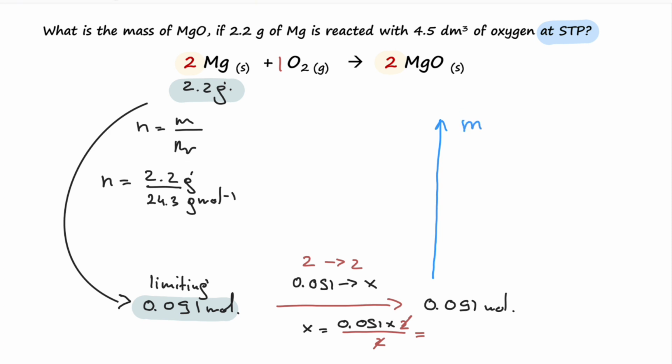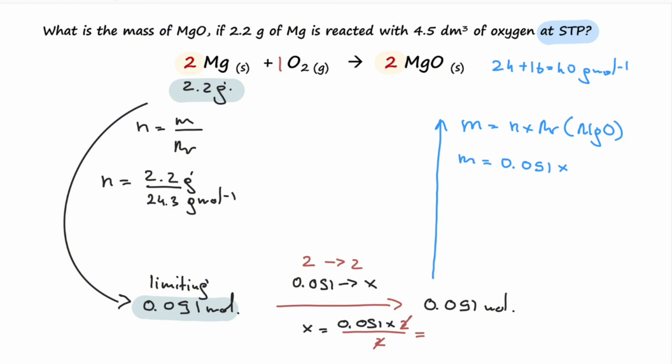So mass will be equal to mole multiplied by molar mass of the magnesium oxide. So mass equal to 0.091 multiplied by molar mass of magnesium oxide. It's 24.16, which will be equal to 40 gram mole minus 1.